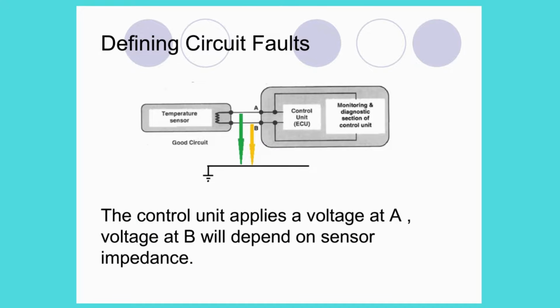In the following examples, when we speak of the voltage at A, we mean the voltage between A and ground. So in this example, the control unit applies a voltage at A. The voltage at B will depend on the sensor impedance.